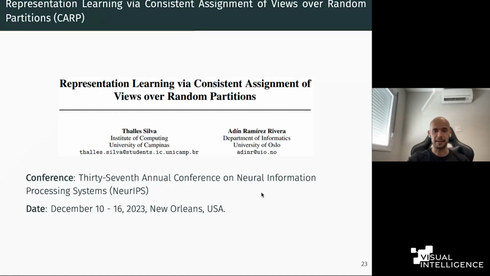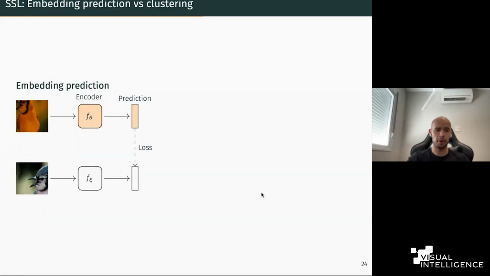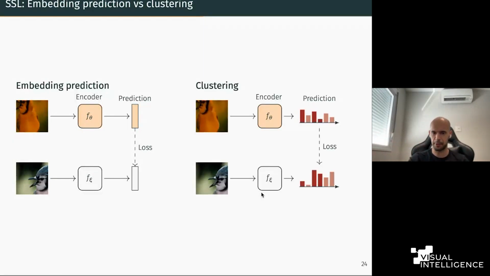And the idea here is, before going into the method, we basically need to compare these two kinds of self-supervised learning methods. We have the embedding prediction methods and the clustering methods. As I said before, embedding prediction methods work directly in the embedding space. You pass the images through the encoders, you get the embedding vectors, and then you apply a loss function directly on the embedding vectors. Clustering methods discretize the embedding space, they learn prototypes.